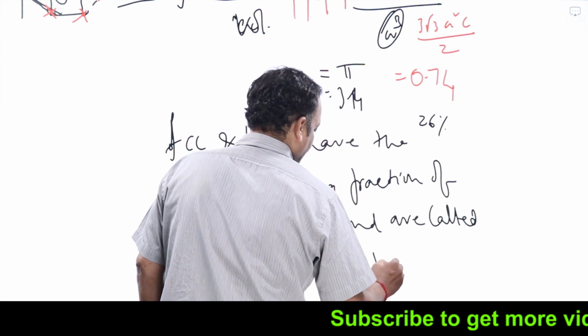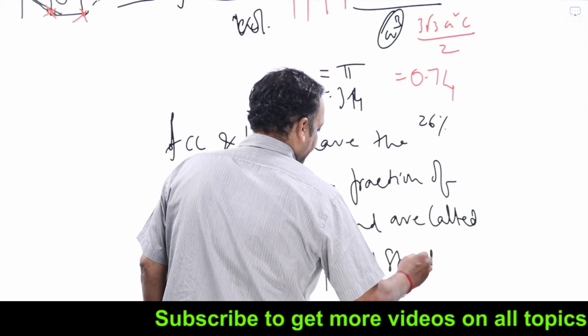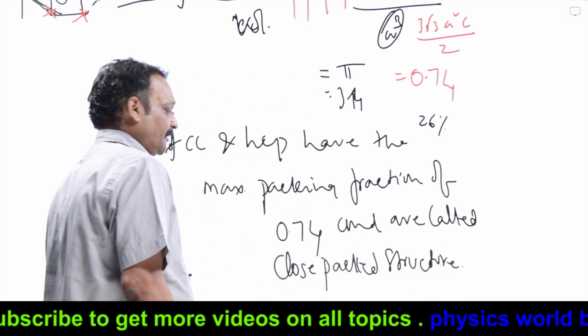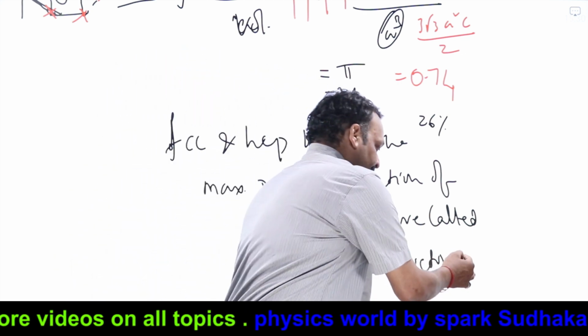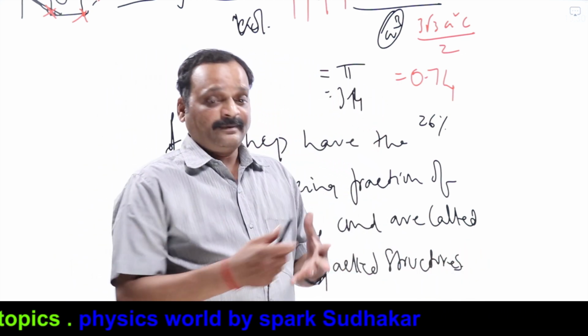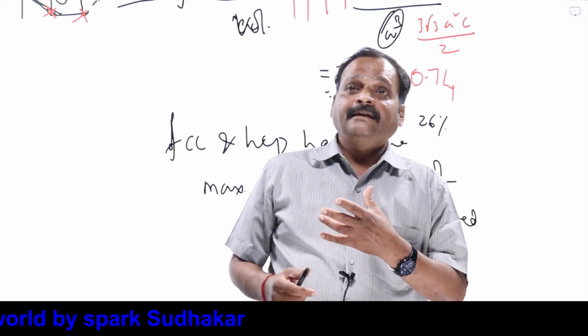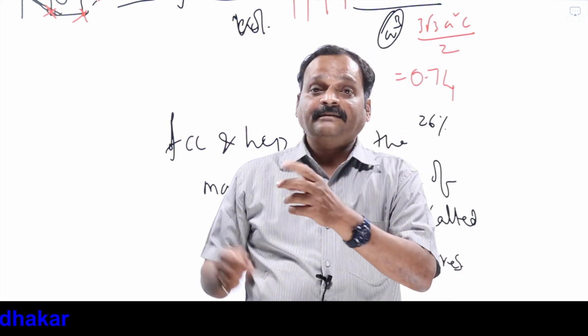Nature prefers close packing, remember. They are called close packed structures. So the maximum packing fraction in the periodic table: nearly 22 elements in the periodic table crystallize in HCP structure.